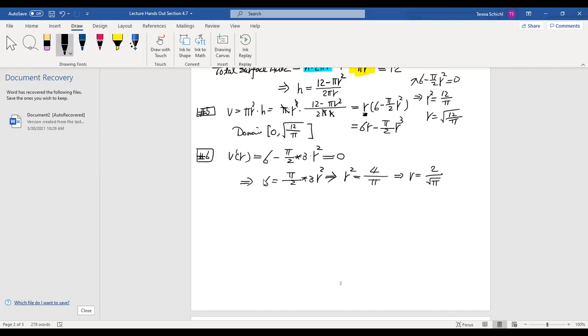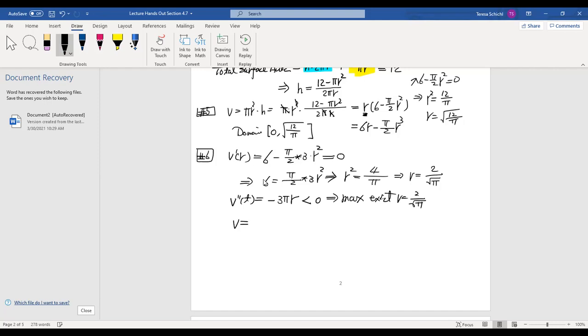And now let's see here. If you take a look at the second derivative, you will have negative 3 pi r. This is less than 0 by the second derivative test. So when it is less than 0, then you say the maximum exists at r equal to 2 over the square root of pi here. Okay, so I know the maximum volume is at r equal to 2 over the square root of pi.